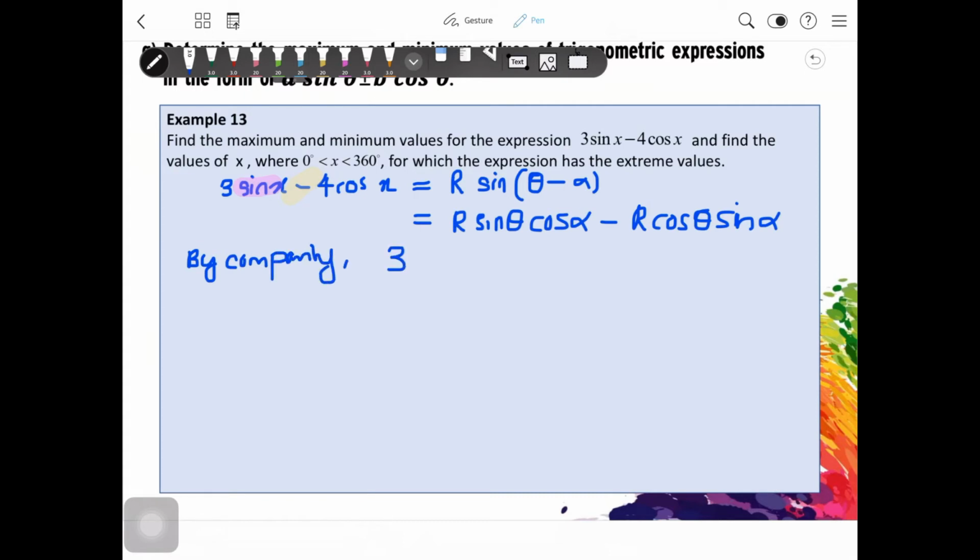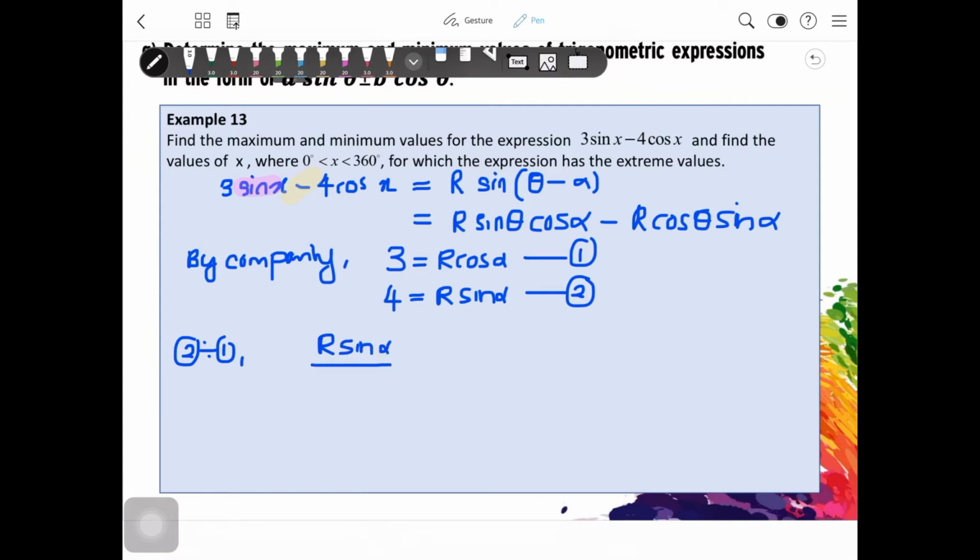So by comparing, I will have 3 equals R cos alpha as my first equation, and 4 equals R sine alpha as my second equation. When I divide 2 by 1, I will get R sine alpha over R cos alpha equals 4 over 3, where tangent alpha is 4 over 3. So my alpha is 53.1 degrees.